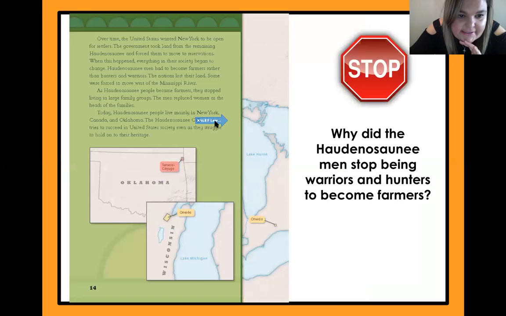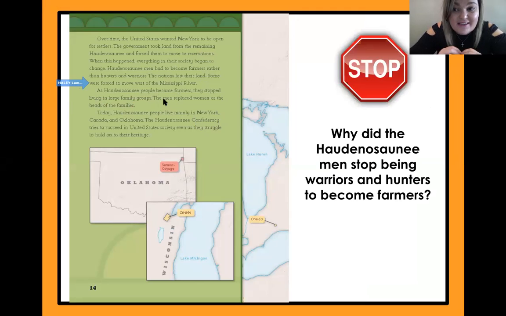It says right here, they lost their land and they moved. They stopped living in large family groups, which is something they used to do. And then here is the big change. The men replaced women as head of the family.